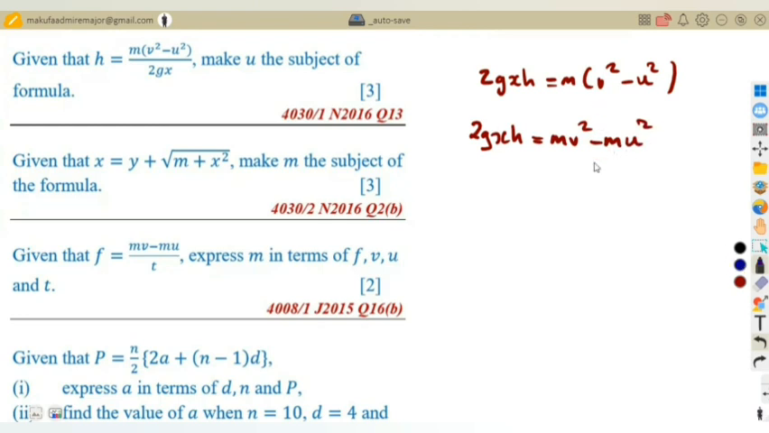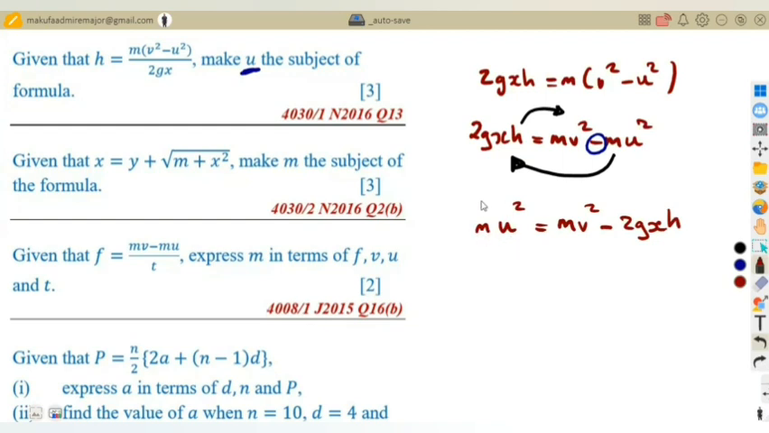And what we're supposed to make the subject in this case, take note, is u. Because the term has a negative here, we're going to take it to the other side, and it becomes positive, since we do not have u on this side. So we are going to have positive mu squared equal to mv squared minus 2gxh. Since we are to make u the subject, we can divide by m.